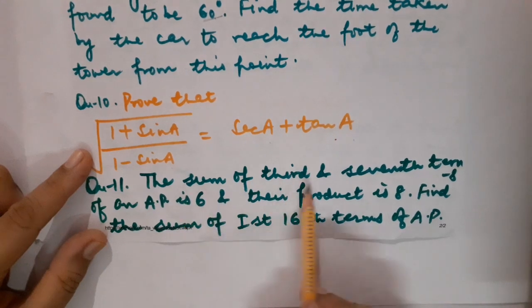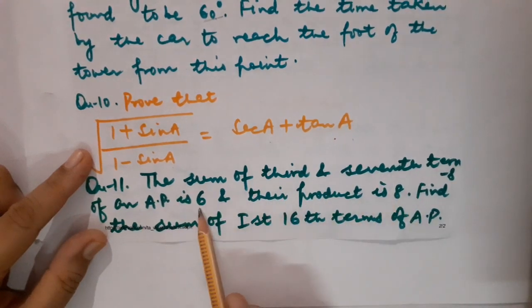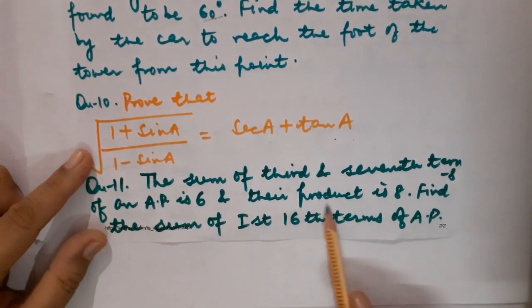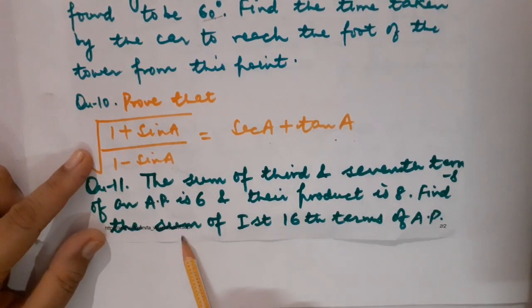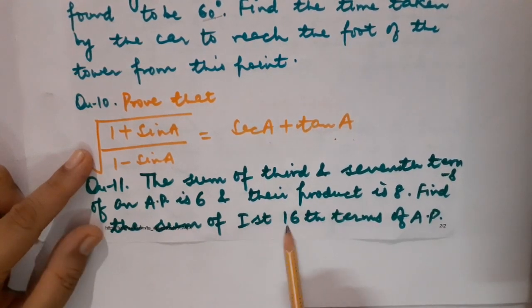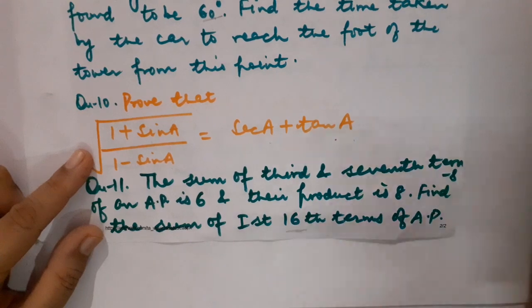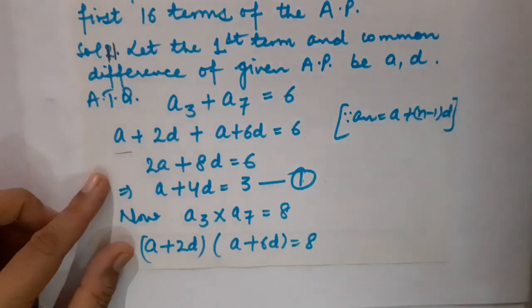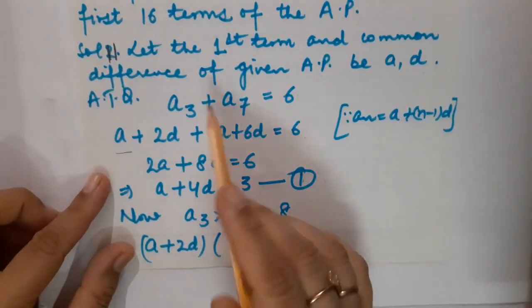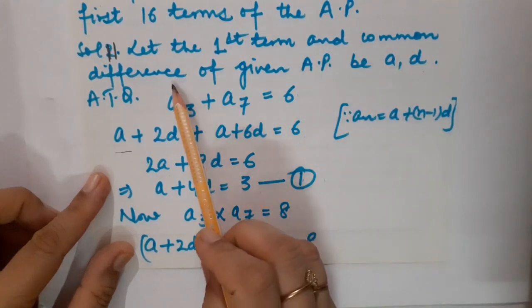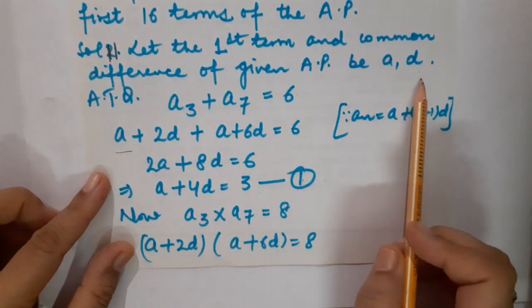Now children, this is last question of test. The sum of third and seventh term of an AP is 6. Their product is 8. We have to calculate the sum of first 16 terms of an AP. So children, here is its solution. Let the first term be A and the common difference be D.